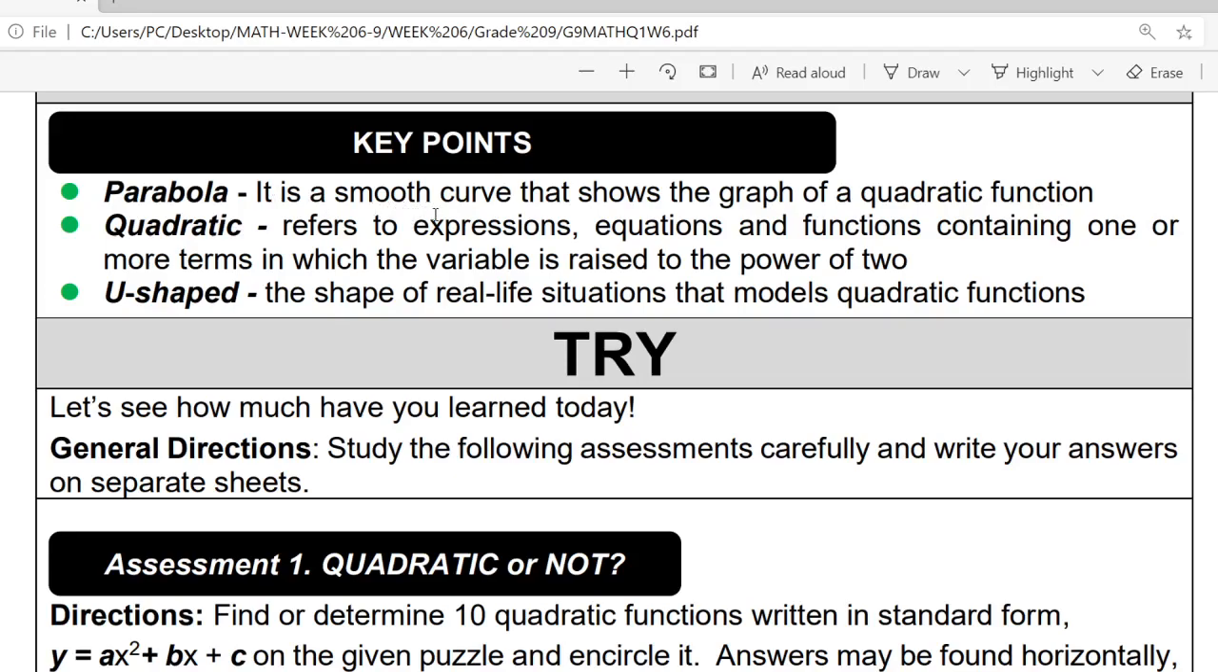Parabola is a smooth curve that shows the graph of a quadratic function. Quadratic refers to expressions, equations, and functions containing one or more terms, in which the variable is raised to the power of 2. U shaped, the shape of a real life situation that models quadratic functions. Okay, U shape.